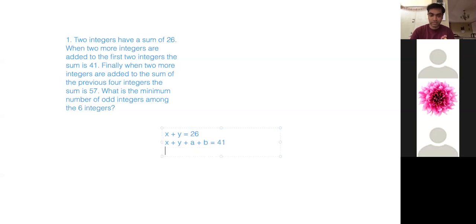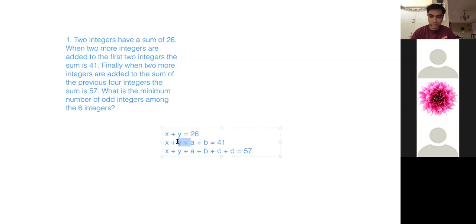And then it said finally that when two more integers were added to the sum of the previous four integers, the sum is 57. So I did x plus y plus a plus b plus c plus d. First I split the numbers into x, y, a, b, and c, d. So I know that x plus y equals 26. So I did that first.